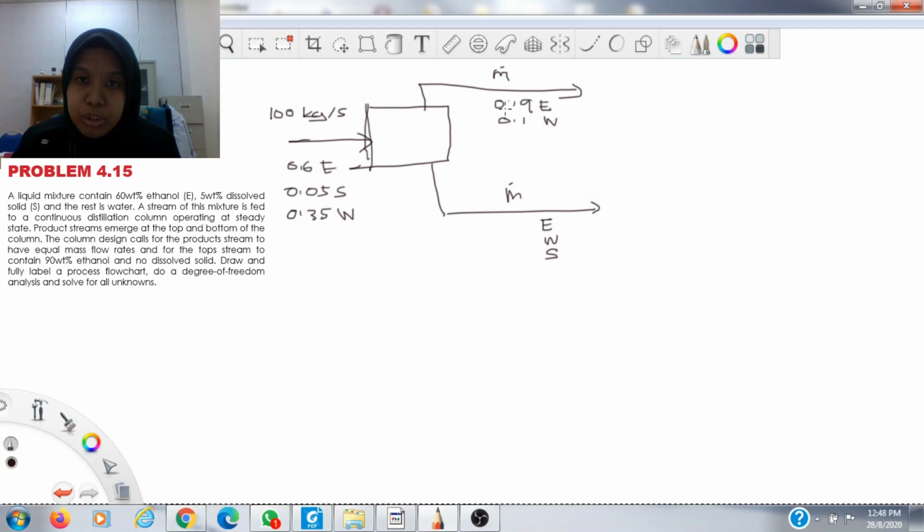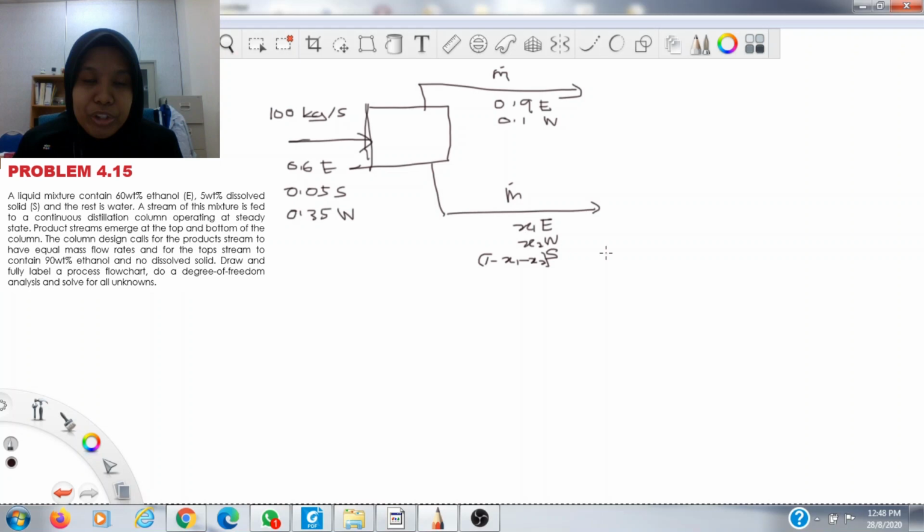And here, because we don't know the fractions, we can label them X1, X2, and for the solid, 1 minus X1 minus X2. Don't create X3, which can add more unknowns here. Now we are finished with the BFD and labeling the chart.